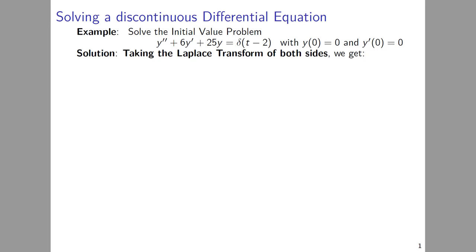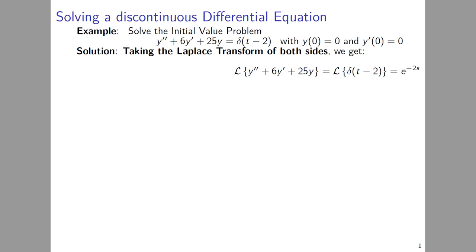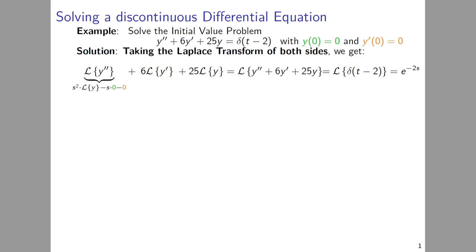Taking the Laplace transform of both sides gives us Laplace of y double prime plus 6y prime plus 25y equals the Laplace transform of delta of t minus 2, which we found to be e to the negative 2s. The left-hand side we can split up using linearity as the Laplace of y double prime plus 6 times the Laplace of y prime plus 25 times the Laplace of y. And we found that the Laplace of y double prime is s squared times the Laplace of y minus s times y at 0, which is 0 here, minus y prime at 0, which is also 0.